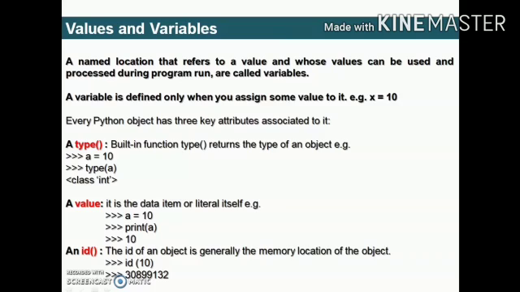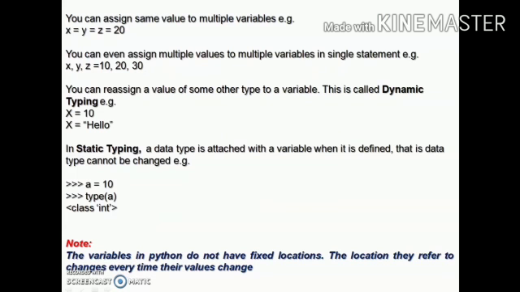Every Python object has three key attributes associated to it. A type, as you can see in the example, the value of a is 10, and if we want to know the type of this variable, then it will display the class integer. Second is value. What will be the value of a? When we print the value of a, it will display 10, and if we want to know the id, means the location of memory where the value is stored, it will return the address of our variable name. So the ID of 10 is 30899 something, you can see here.